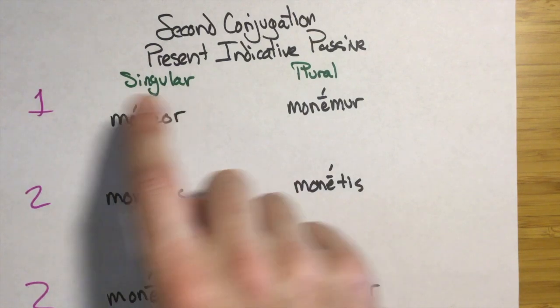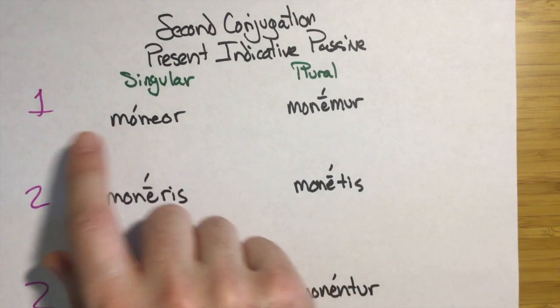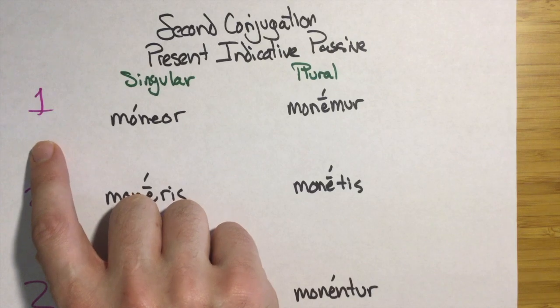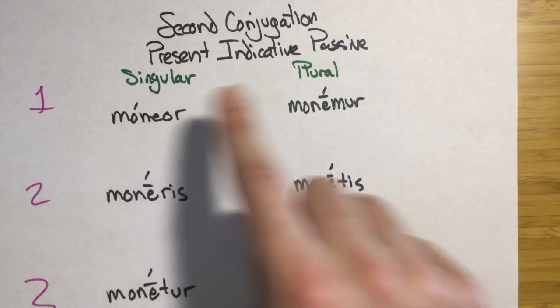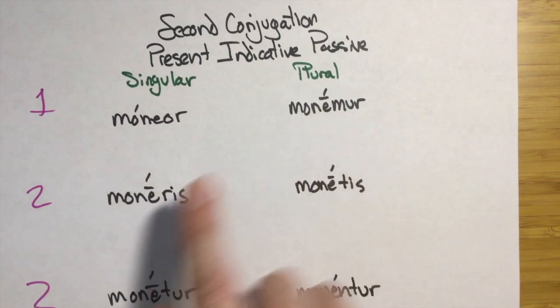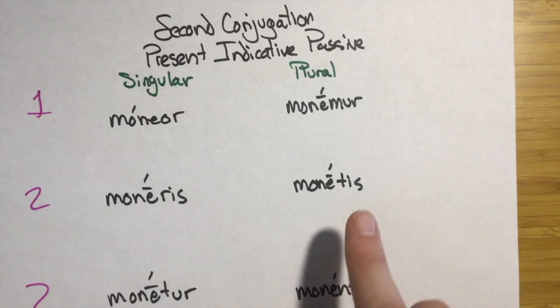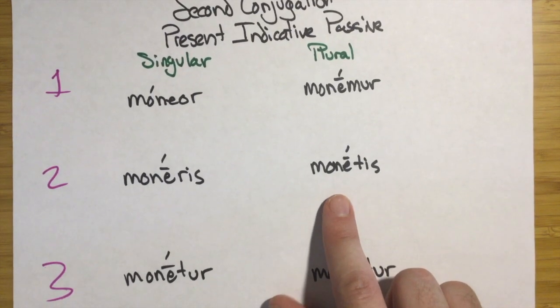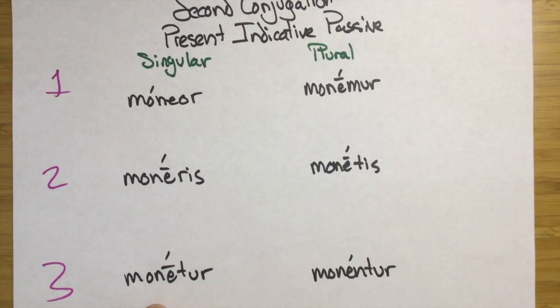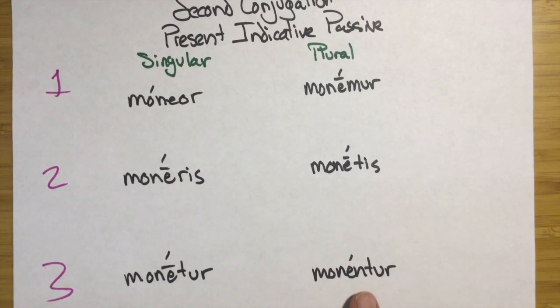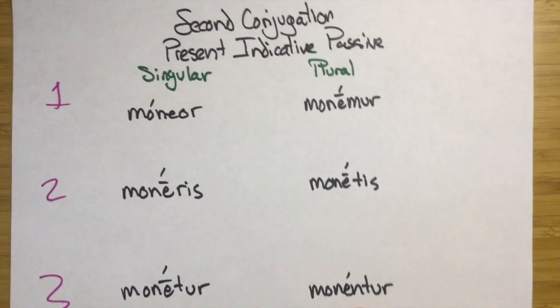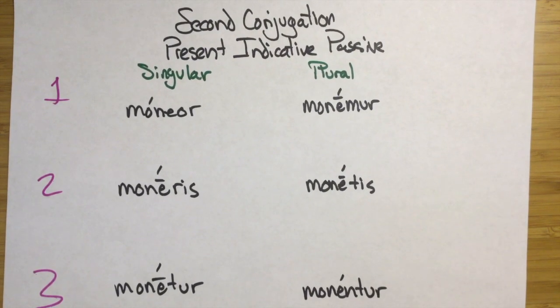But if you remember your pronouns, how they work here: first person, so includes the speaker, singular, so just I, that would be I am warned, we are warned, you singular are warned, you plural, so you guys are warned. He, she, or it is warned, so just one individual who is neither the speaker nor the listener, and they are warned.